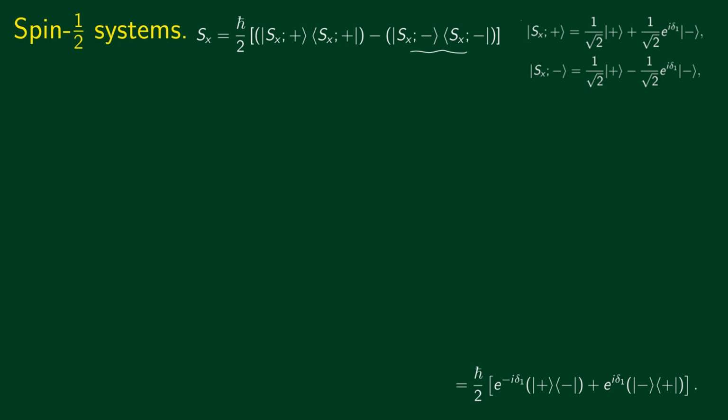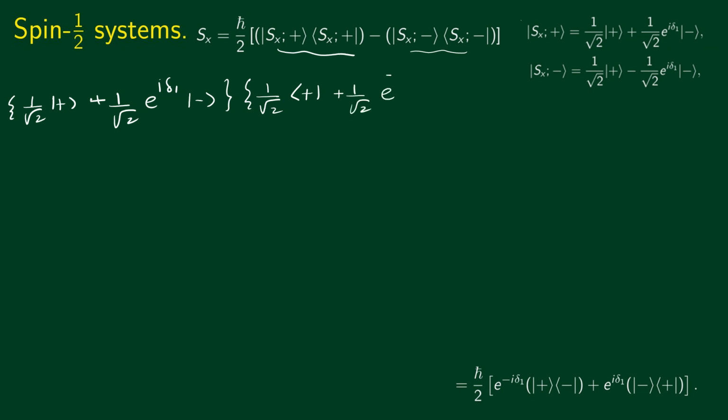The first term here is ket Sx plus bra Sx plus. So first let's write ket Sx plus. This is 1 by root 2 ket plus, plus 1 by root 2 e raised to i delta 1 ket minus. Now we have to multiply it with the corresponding bra. We know how to find the corresponding bra. It is 1 by root 2 bra plus, plus 1 by root 2 e raised to minus i delta 1 bra minus. When you go to the bra space, these numbers become complex conjugates, or in general i becomes minus i. We already said that delta 1 is real.